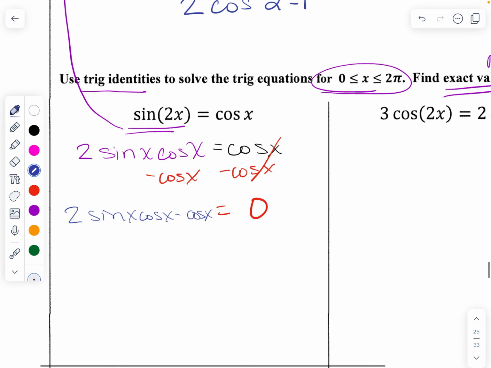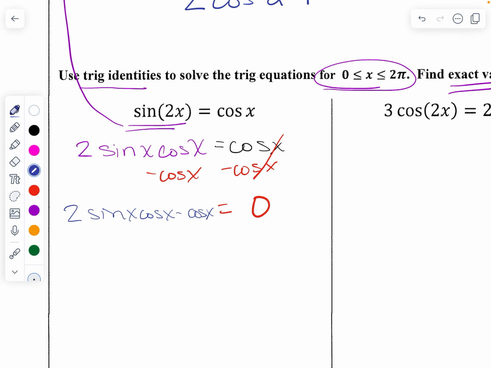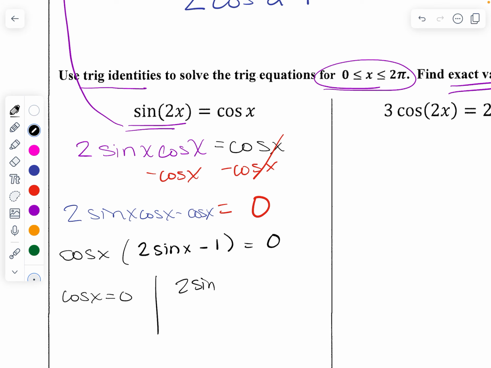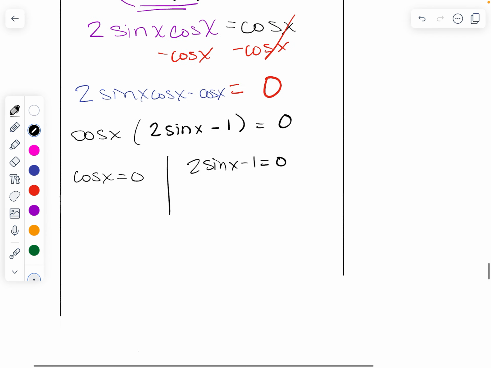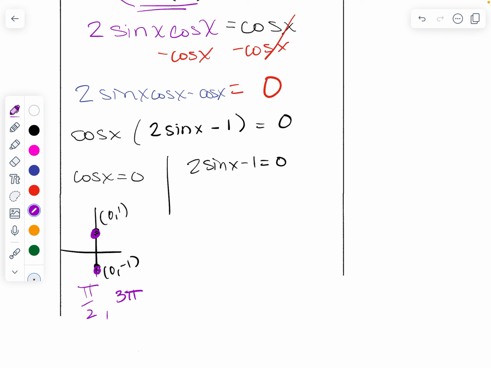Even though this is really long, I can see that we have a greatest common factor here of both cosine x's. So I'm going to take out the cosine x as a greatest common factor, and I'm left with 2 sine x minus 1. I'm going to use the zero product property here. I know cosine x equals 0, and 2 sine x minus 1 has to equal 0. Well, I know here, cosine x, in order for it to equal 0, I know cosine is the x value. It's got to be here or here because this is at 0, 1, and 0, negative 1. Well, those values of theta are pi over 2 and 3 pi over 2. So x can be those 2 angles within one circle.